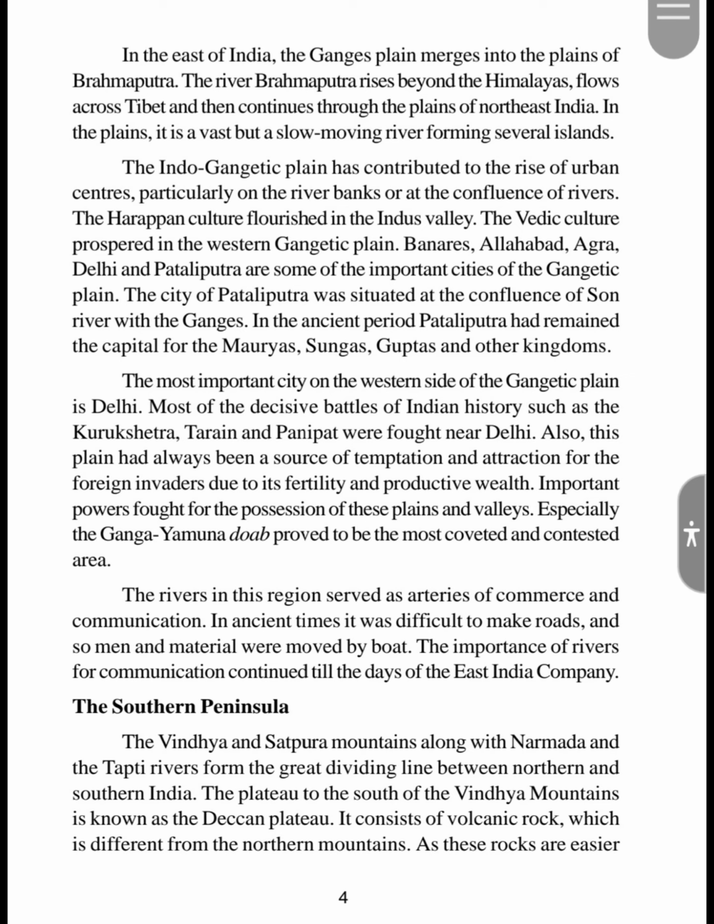The city of Pataliputra was situated at the confluence of the Son River, on the river bank of the Ganga. In the ancient period, Pataliputra remained the capital of the Mauryas, Sungas, Guptas, and other kingdoms. The most important city on the western side of the Gangetic Plain is Delhi. Most of the decisive battles of Indian history, such as Kurukshetra, Tarain and Panipat, were fought near Delhi.